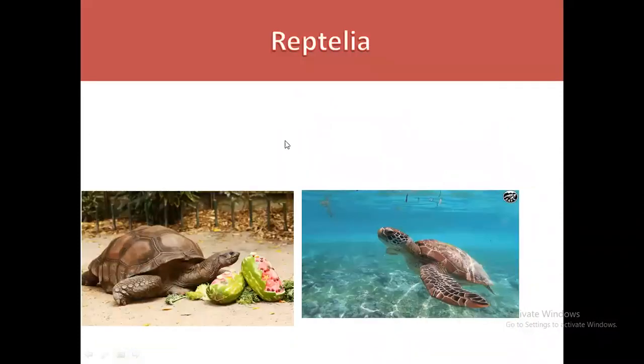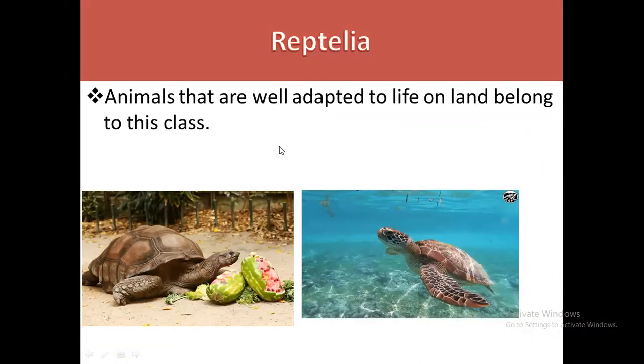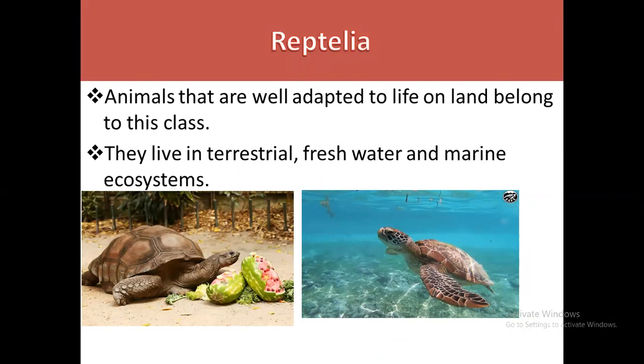Then Reptilia. Reptilia means reptiles. Animals that are well adapted to life on land belong to this class. They are called the Reptilia. They live in terrestrial, freshwater and marine ecosystems. Turtles and tortoises, right? This is the tortoise. This is the turtle, right? Turtle means the one that lives in seawater.